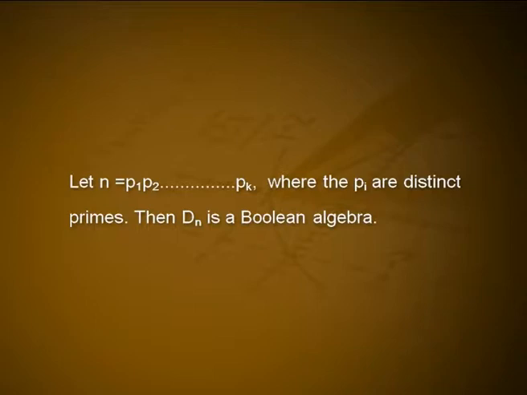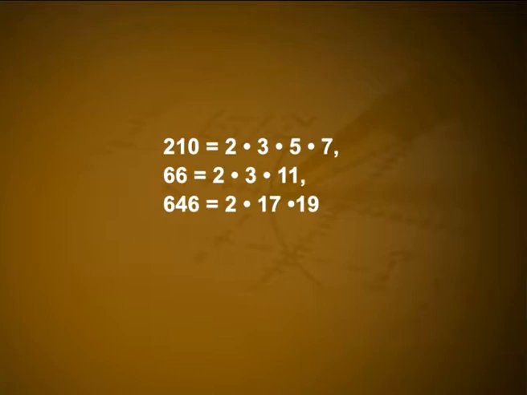Theorem 1. Let n equal p1 times p2 times and so on up to pk, where the pi are distinct primes. Then Dn is a Boolean algebra. Example 2. Since 210 is equal to 2 times 3 times 5 times 7, 66 is equal to 2 times 3 times 11, and 646 is equal to 2 times 17 times 19, we see that D210, D66 and D646 are all Boolean algebras.